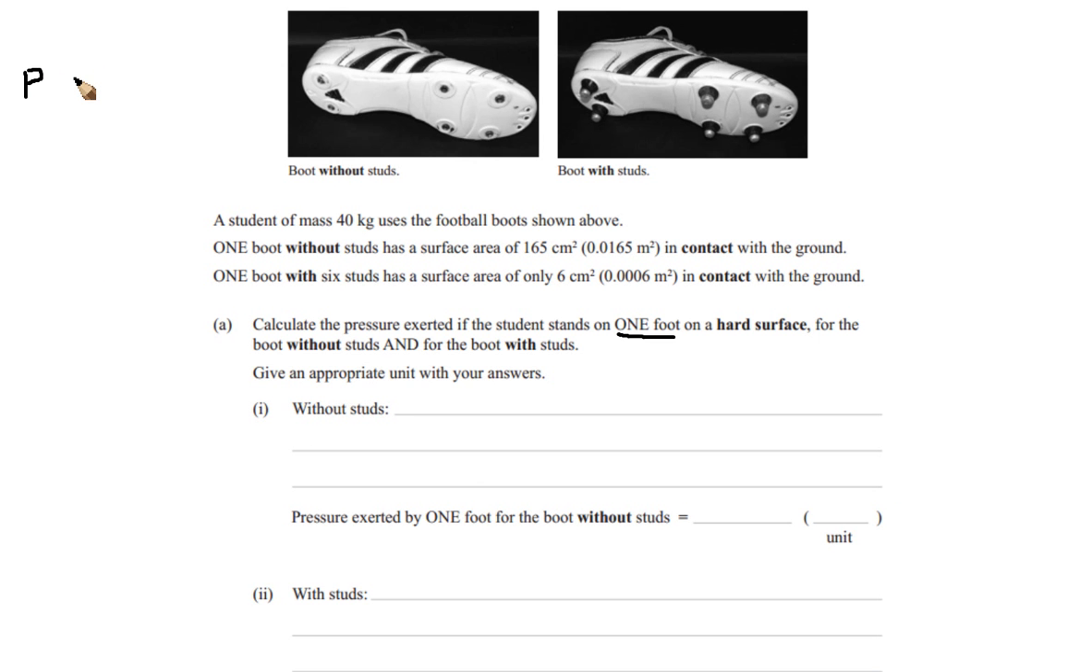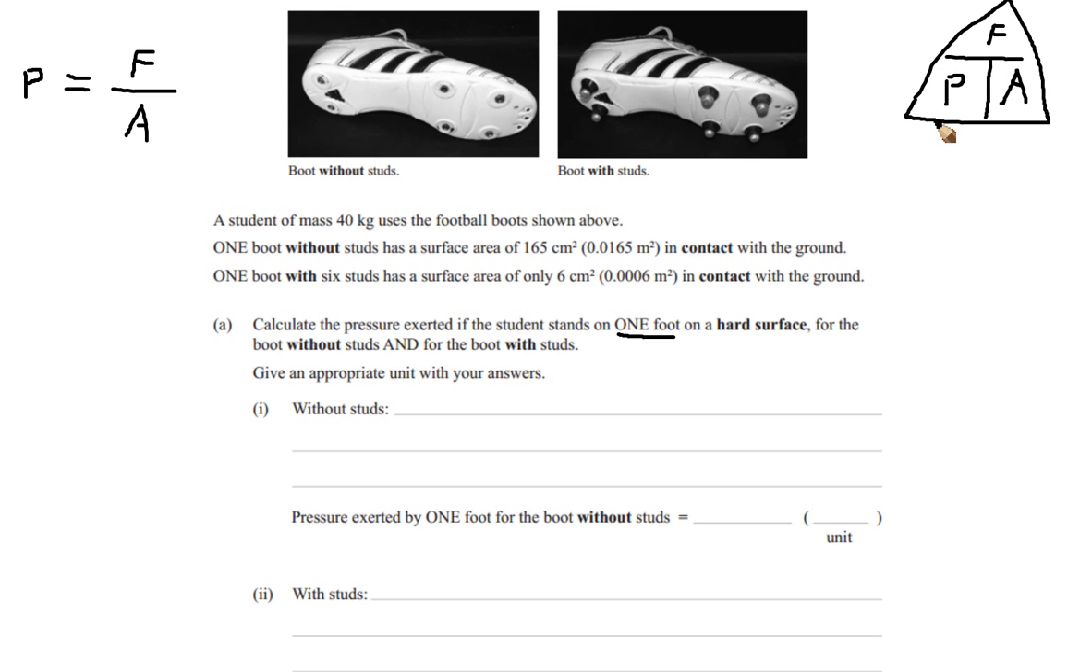Well, I know my formula. The formula that's given to me is pressure equals force divided by area. So we can already use that. Now, if you had to put that into a triangle, remember, we've got force on top here, so force is going to go on the top of the triangle. And obviously you can rearrange the triangle. We can see pressure is force over area anyway.